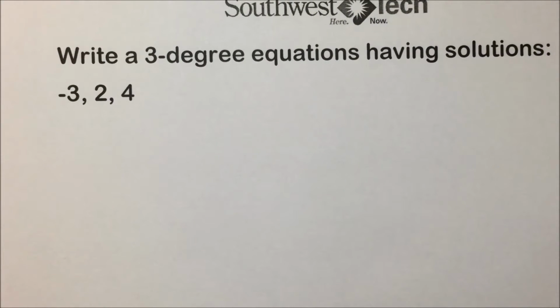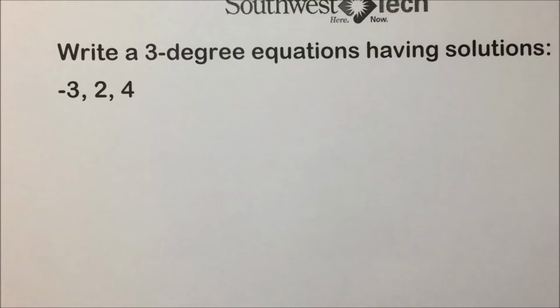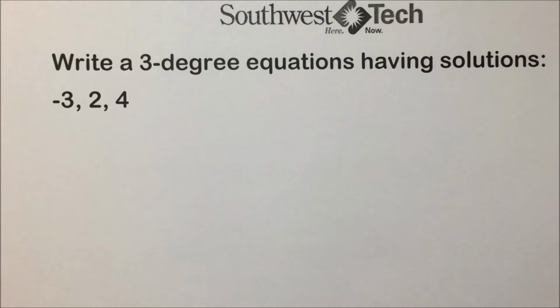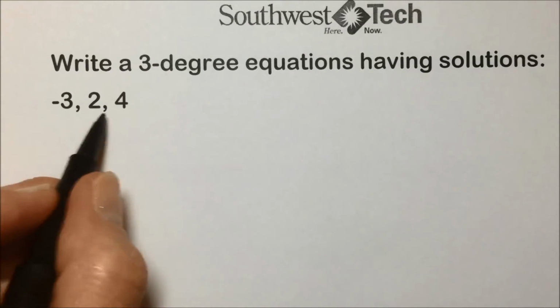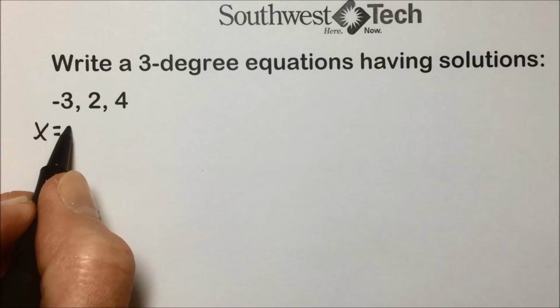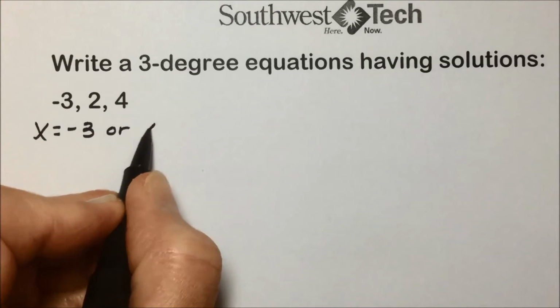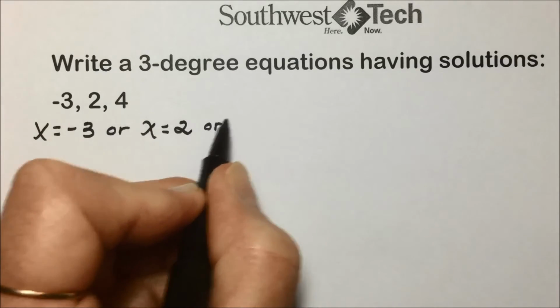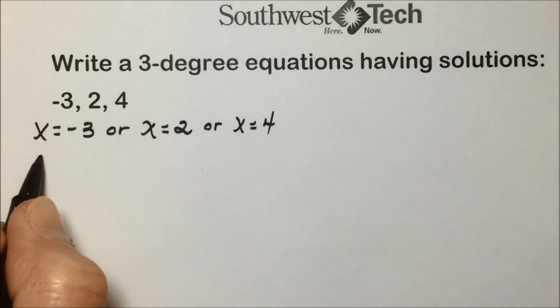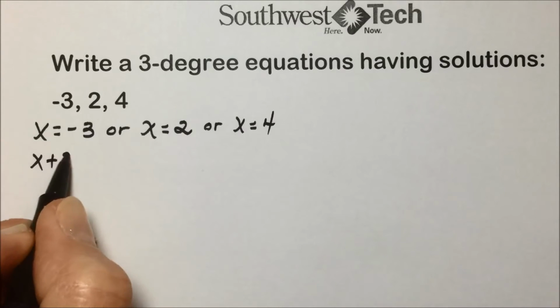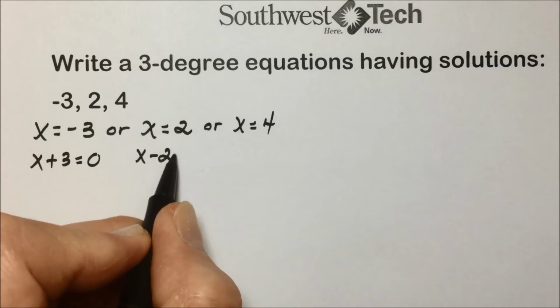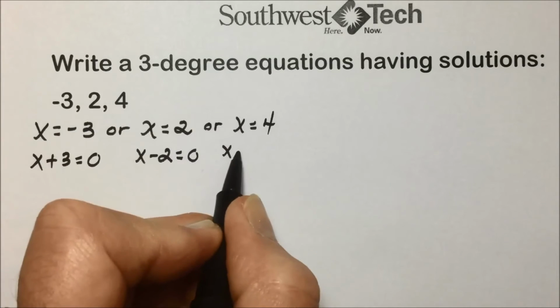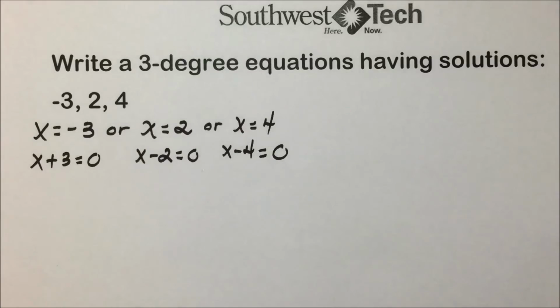Here they're asking us to write a 3rd degree equation having the following solutions. This isn't quadratic, but it's a 3rd degree. It means because of a 3rd degree that there are 3 solutions, and here they are. x is equal to -3, or x is equal to 2, or x is equal to 4. And very similar, we'll put these in standard form. Taking the values to the other side changes their sign. Subtracting a 4 from each side puts this in standard form.